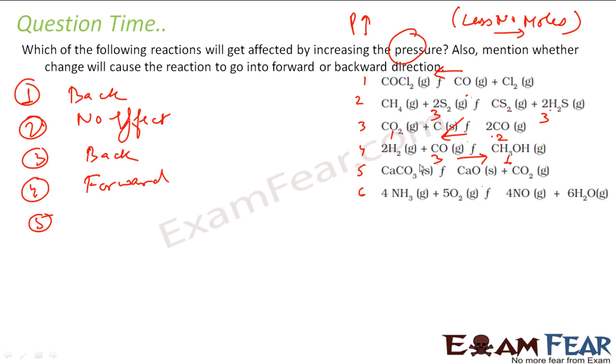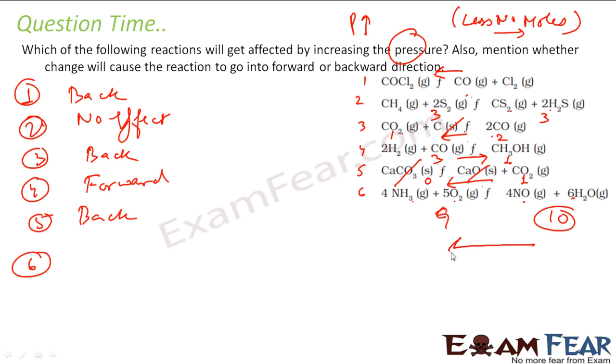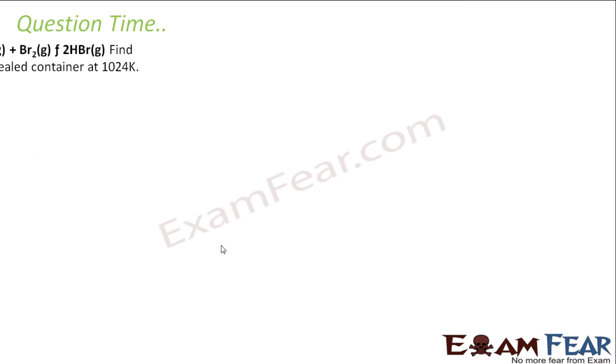Let's take the 5th. Solid you can ignore. We have 1 mole here and 0 moles here. Obviously it will move towards the lesser number of moles, in the backward direction. Let's take the 6th. We have 5 plus 4, 9 moles here, and 6 plus 4, 10 moles here. Which one has less? This side. So if you increase the pressure, it will move in the backward direction. So that is my answer. Correct.